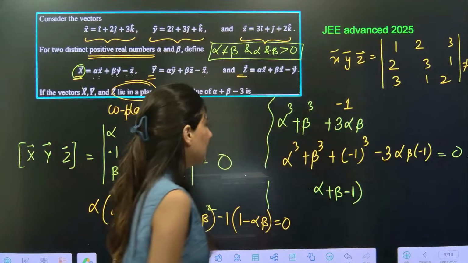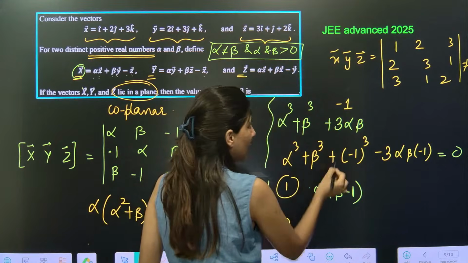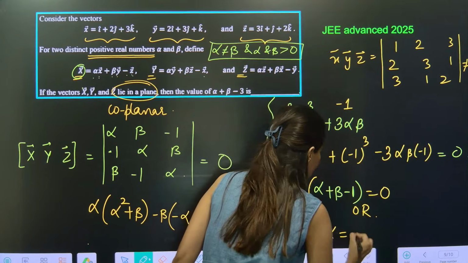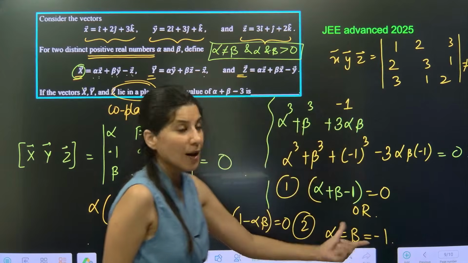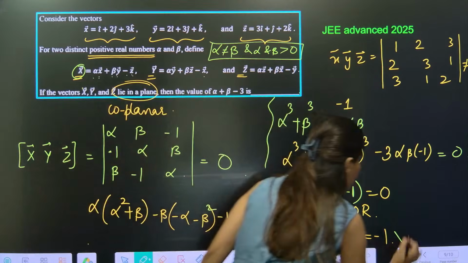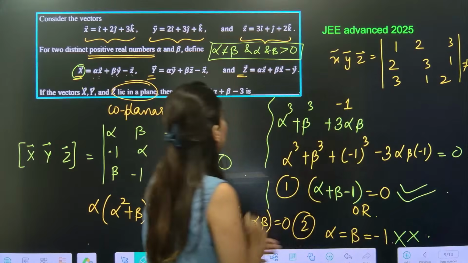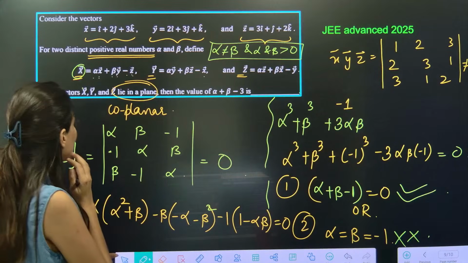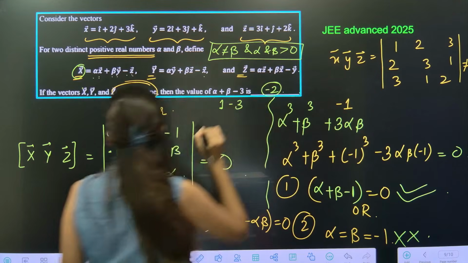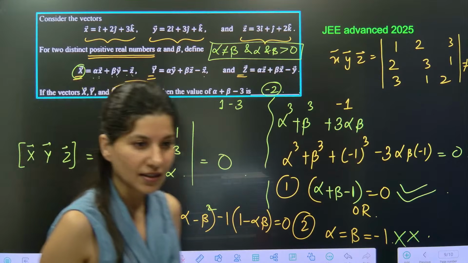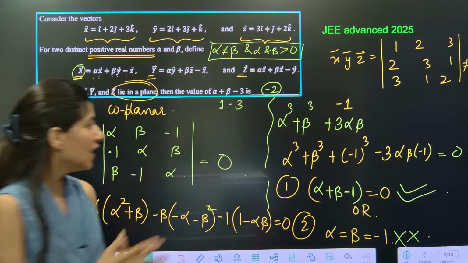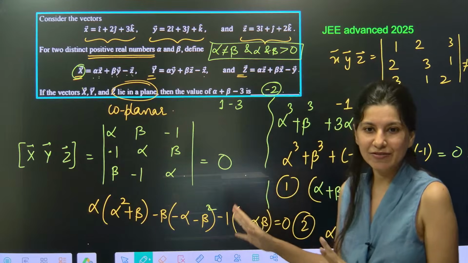Now let me go back. Now the first case is alpha plus beta minus 1 is equal to 0, or the second case will be alpha is equal to beta is equal to minus 1. But can you see alpha, beta are not equal to minus 1 and both are positive, so we have to reject it and accept the first. So in that case alpha beta will be plus 1, so 1 minus 3 will be equal to minus 2. So minus 2 will be absolutely the right answer. Yes? Correct? Okay. So this question is from JEE Advanced 2025.